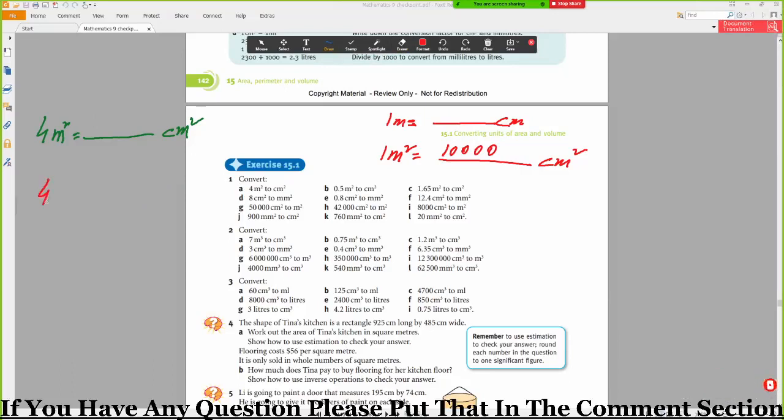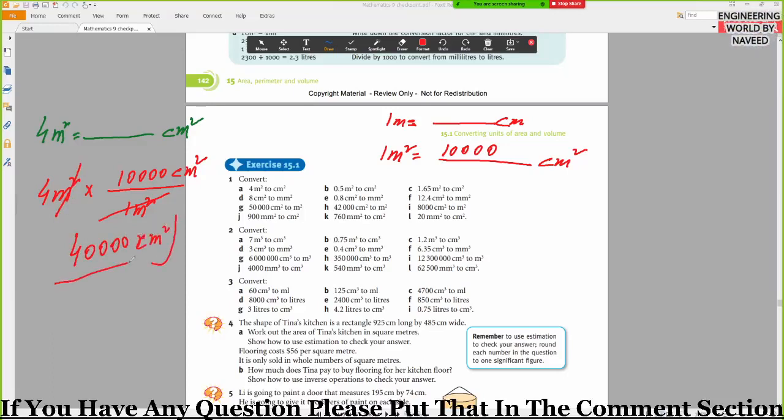इस तरह करना है कि 4 meter square times, 100 square. Your 1 meter square is equal to 10,000 centimeter square. So this meter square will cancel out by this meter square, so you will get 40,000 centimeter square. This will be the final answer.